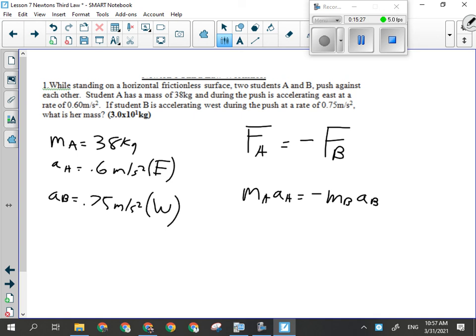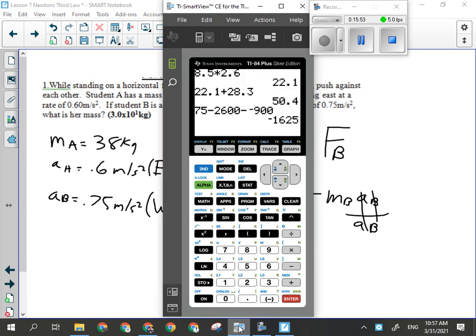I have all of these first ones, MA, AA, and AB, right? I just don't have the mass of student B. So I'm just going to divide both sides by the acceleration of B, and that'll give me negative the mass of B, but it doesn't matter here, I'm getting a mass. Mass is an absolute value, you can't have negative mass. So I'm just gonna solve for it, and then I'll have her mass. So we will have 38 times 0.6, divided by 0.75. So the mass of the other student is 30 kilograms.